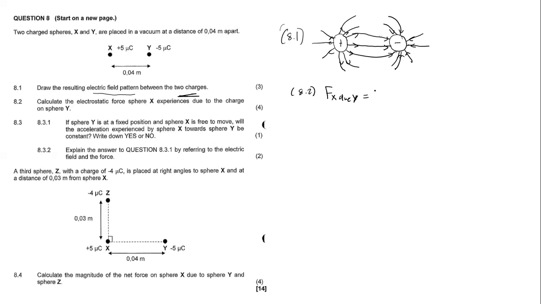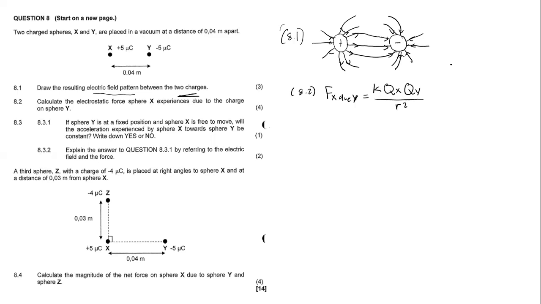which is almost the same as the universal gravitation. But instead of G, we use k, multiplied by Q, remember, you're talking between X and Y. I'll just say Q of X multiplied by Q of Y, divided by the square of the distance between them.